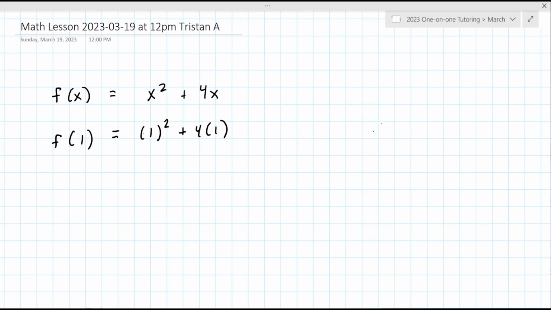Order of operations now. Do you square, add, or multiply first? Square. Okay, so 1 squared is 1. Then you can multiply. 4 times 1 is 4, and add together to get 5. Is that okay? Is that clear? Yeah. All right, so let's have you try f of 2.